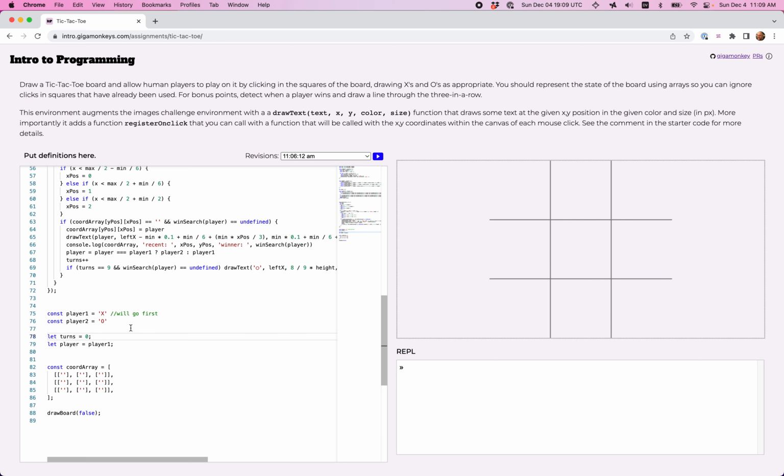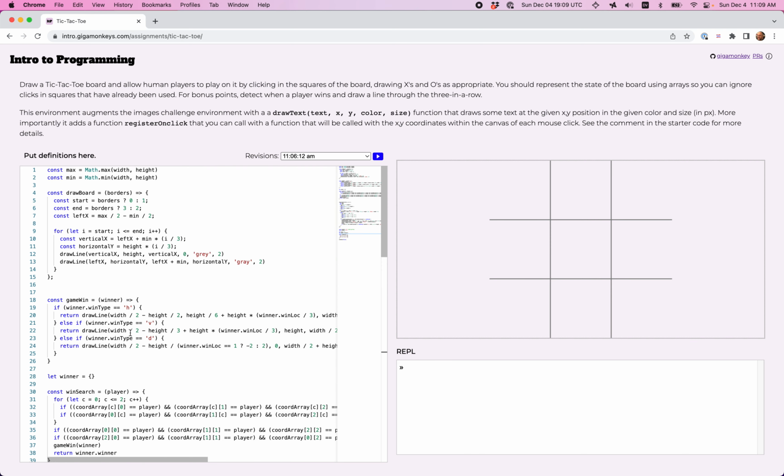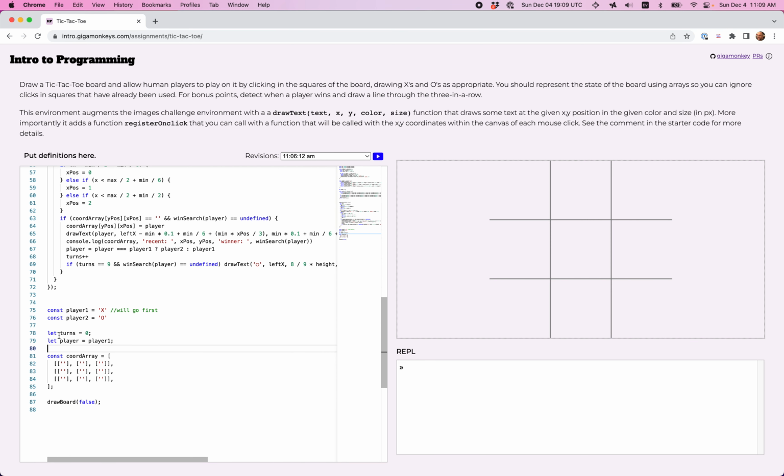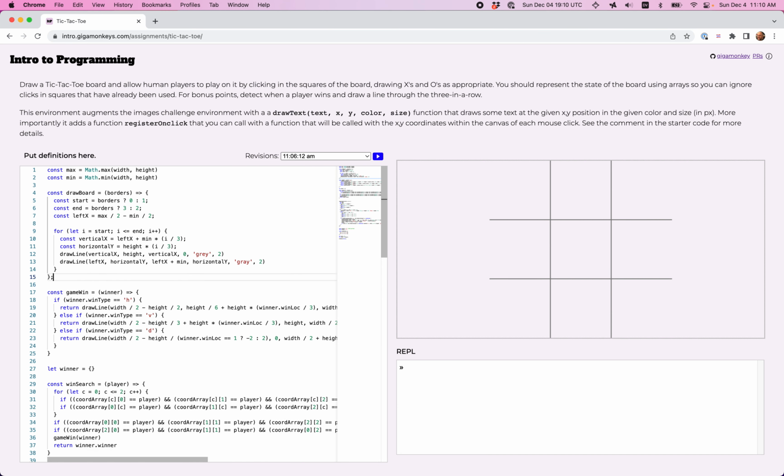The other sign is that consts should go first because they're kind of eternal, and variables that are declared with let are obviously going to be changing throughout. So that would actually argue for this going after that. This is not super important, but just to show you some common practices. All right, so we have draw board, and we have game win, which we'll get to in a sec.